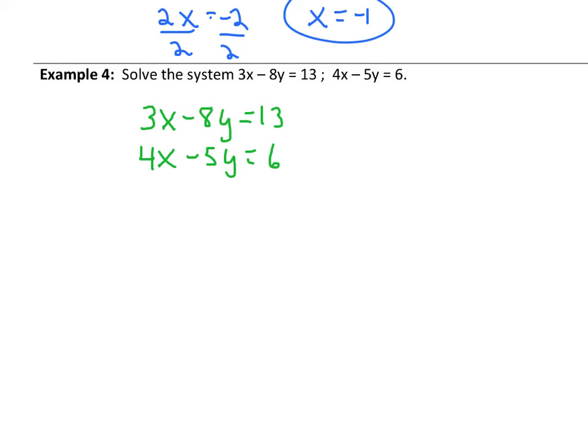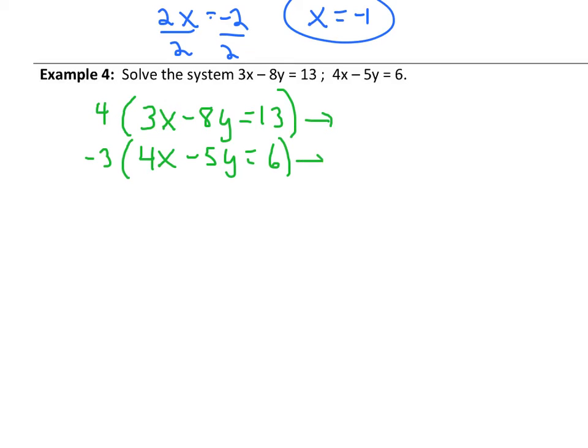Well, I'm going to choose to work on the x's and eliminate the x. So what I'm going to do is multiply this equation on the top by 4, the entire thing, because I'm going to get a 12 for my x coefficient. And then on the bottom, I'm going to multiply the bottom one by a negative 3, so that I end up getting a negative 12. So I'm going to do that.